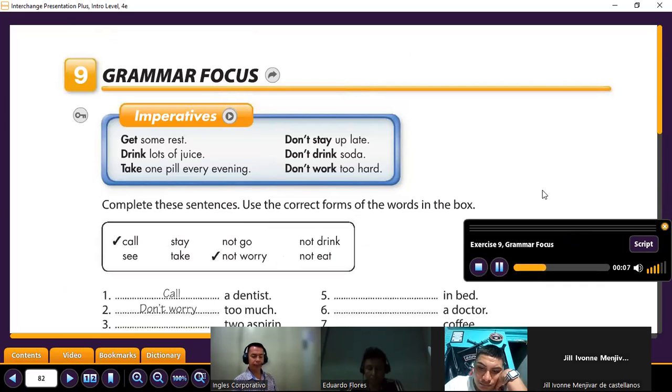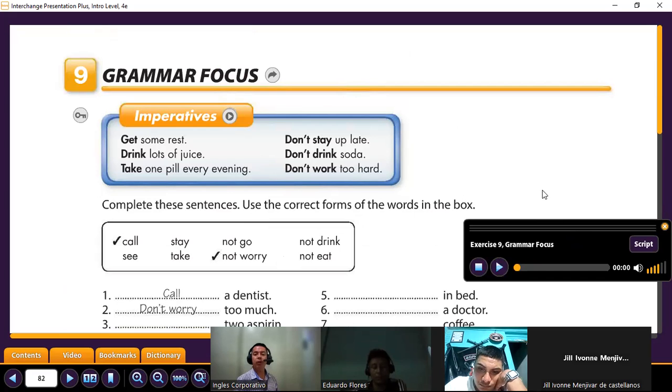Imperatives. Get some rest. Drink lots of juice. Take one pill every evening. Don't stay up late. Don't drink soda. Don't work too hard.